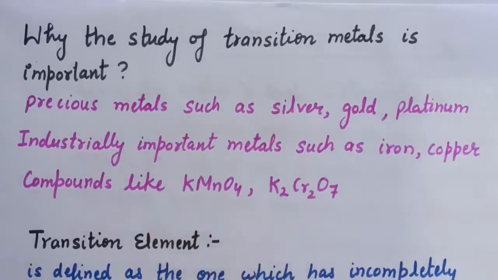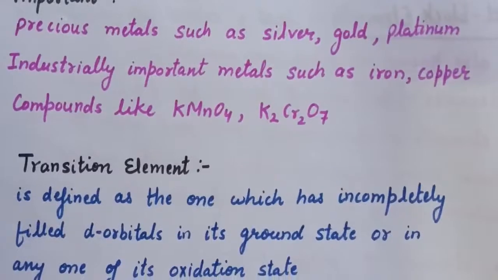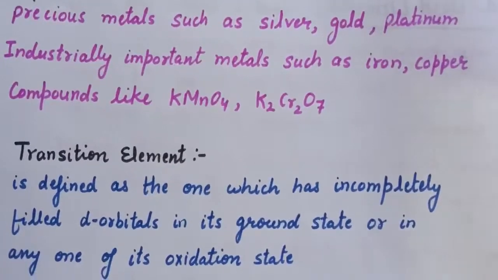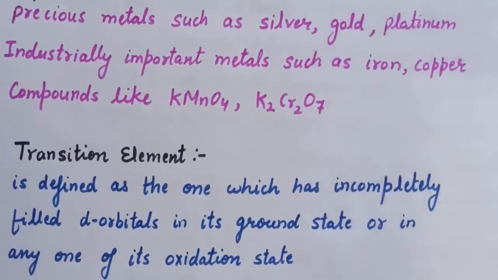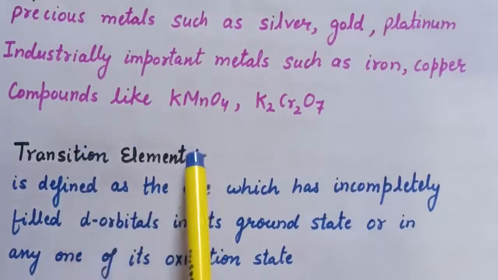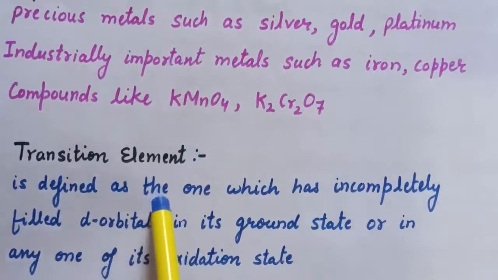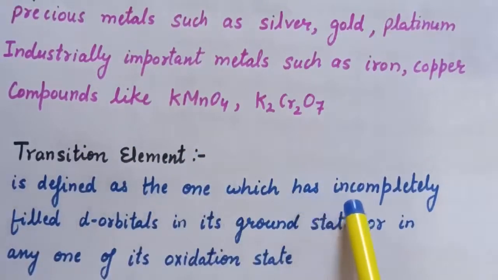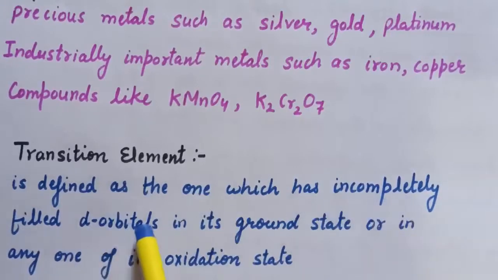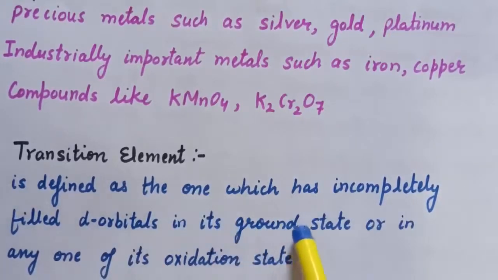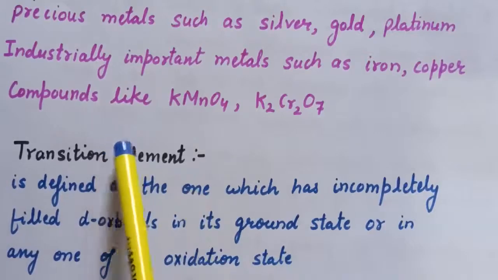Now the next is, there is one more definition which is given for transition element, that is, how we will define transition element. A transition element is defined as the one which has incompletely filled d orbital in its ground state or in any one of its common oxidation states. That is known as transition element.